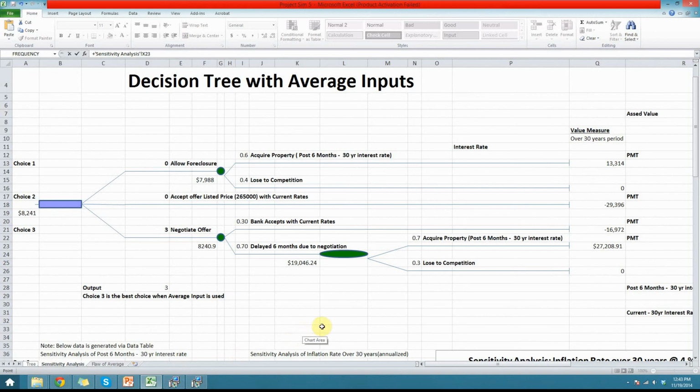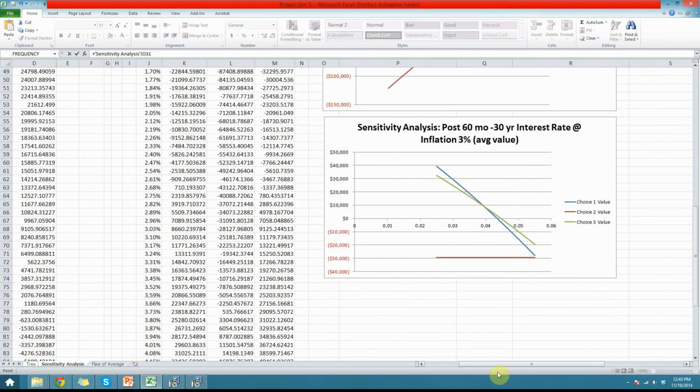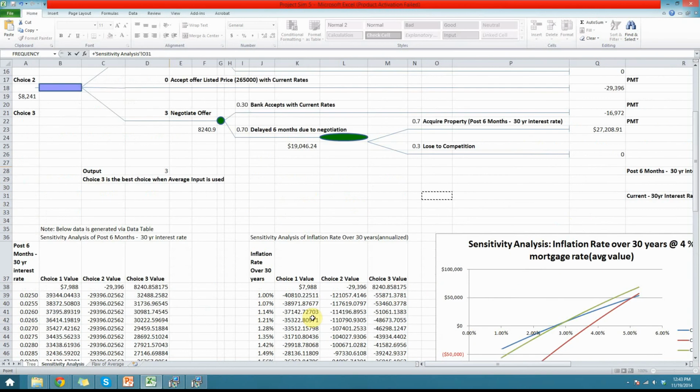And everything here is actually interactive, meaning that you could change the input and everything would be automatically calculated. So depending on what kind of input you put in here, your sensitivity analysis and your data table would automatically be calculated, and Maddie will be going into detail on that.